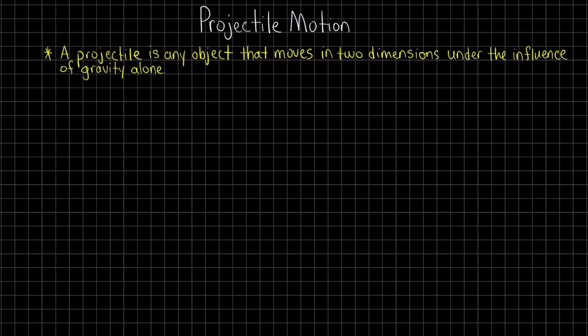A projectile is any object that moves in two dimensions under the influence of gravity alone. There's no engine pushing it forward, and we are ignoring air resistance. Here's a major idea. The motion in the horizontal and vertical directions are completely independent. You can think of projectile motion as two separate motions happening simultaneously.